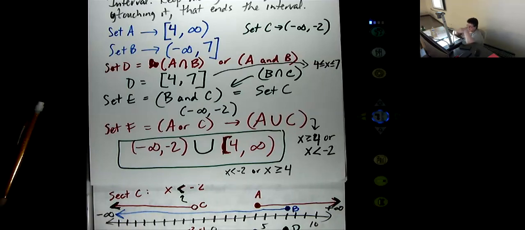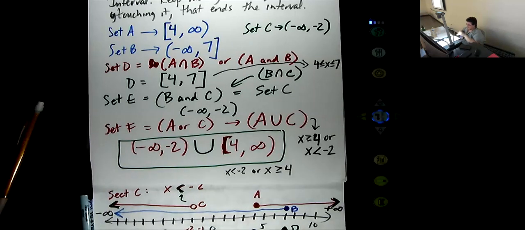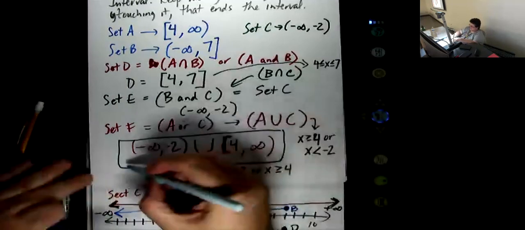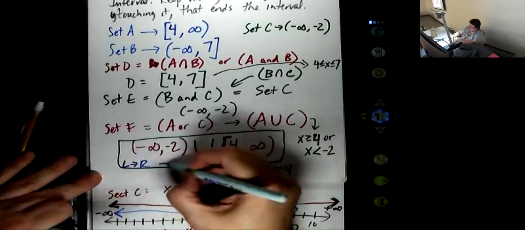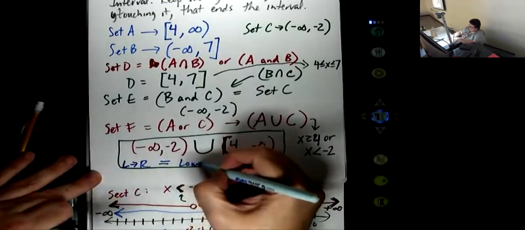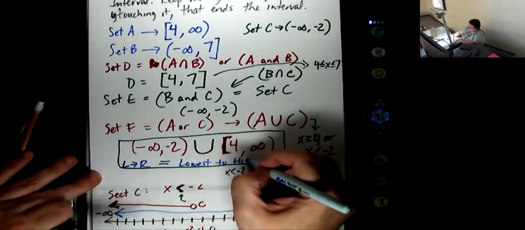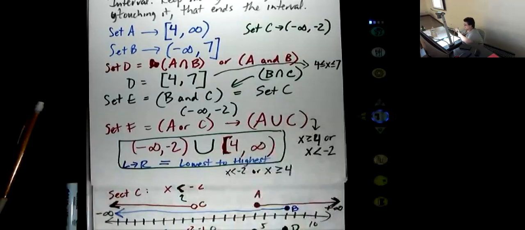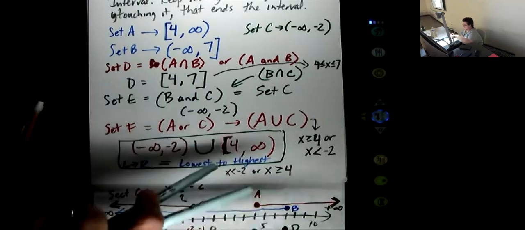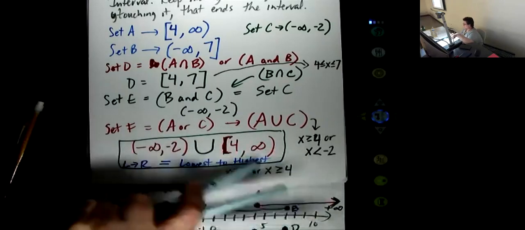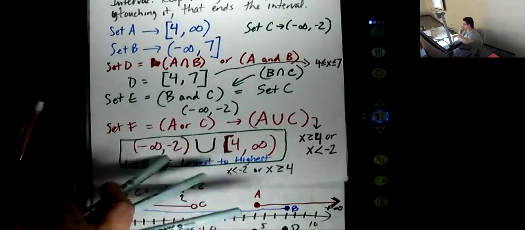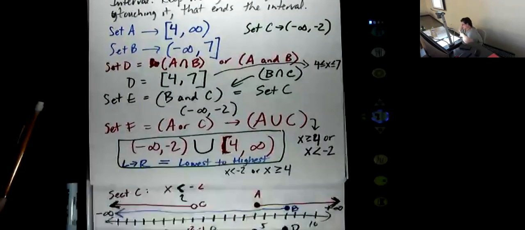Something to note here on this one. As you go from left to right, it goes from lowest to highest. Interval notations all read like that, lowest to highest from left to right. You would never, ever write the 4 to infinity before the negative infinity to -2. That's the wrong order. They need to go in this order.